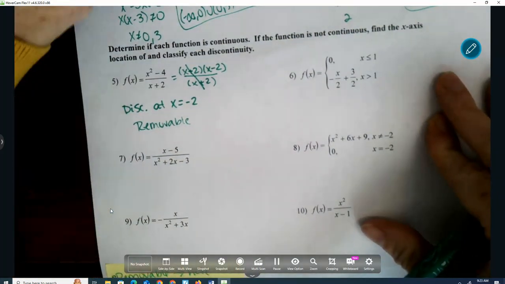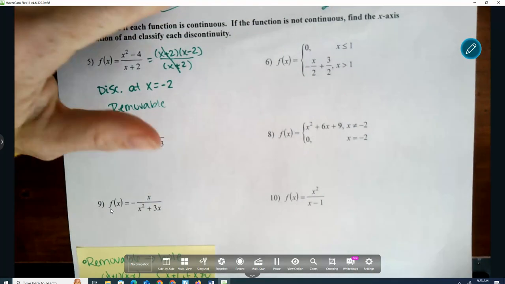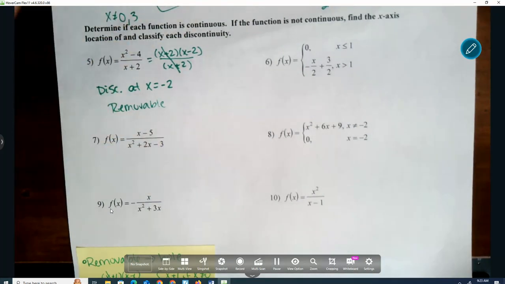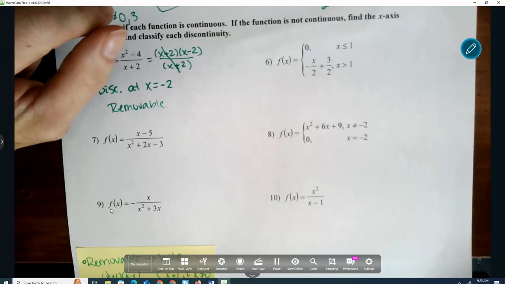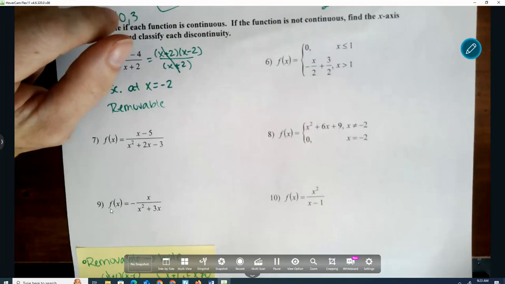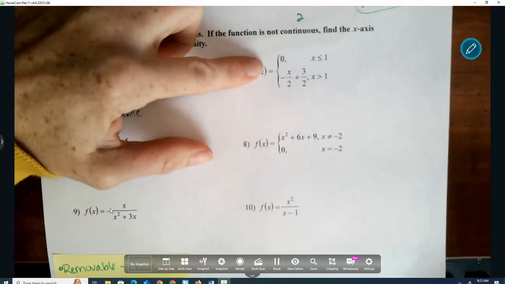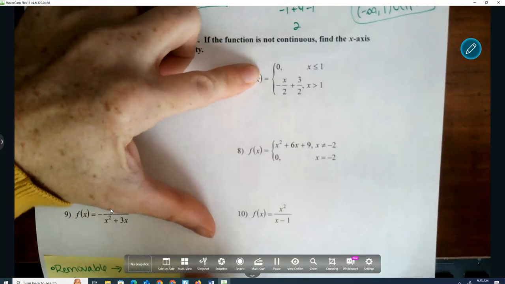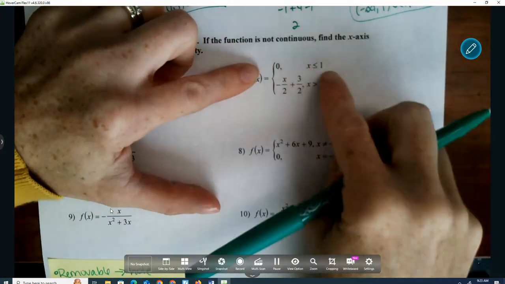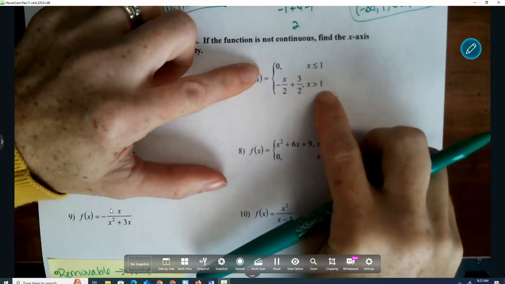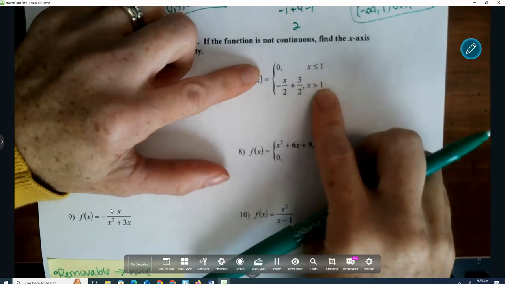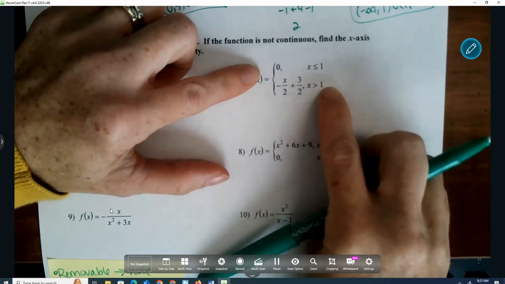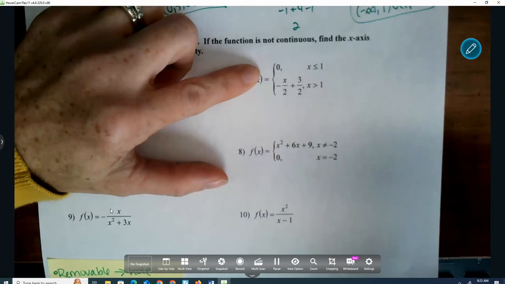All right. If I look at number 6, what type might this be? Yeah. So when I look at my conditions, removable, we have to have a not equal and an equal. That's not what we have. So less than, greater than, that tells me it's a jump. But what should I verify first? Make sure they don't match up.